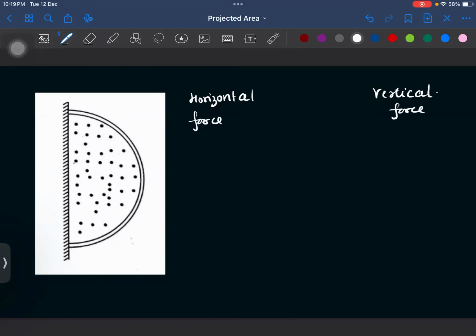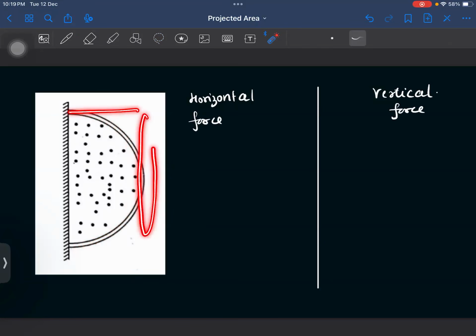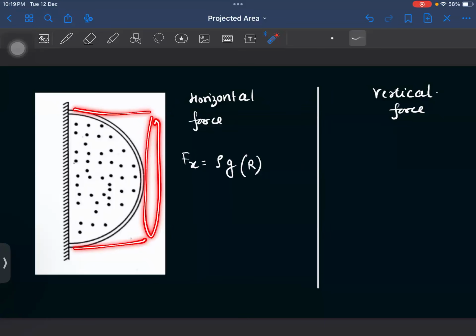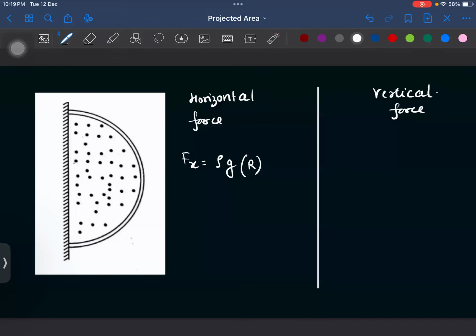Now to find out the horizontal force, it is pretty easy because again, this is a curved surface and all we need to do is take out the projected area of it, and the projected area will be a circle of radius r. So the horizontal force Fx that we can write down will be rho g r, that is the pressure at the center of this projected area, into pi r square. So this will be giving us the value of the x component of the force due to the projected area.